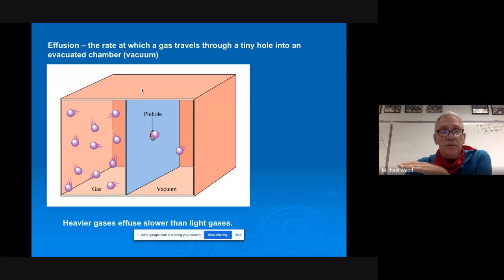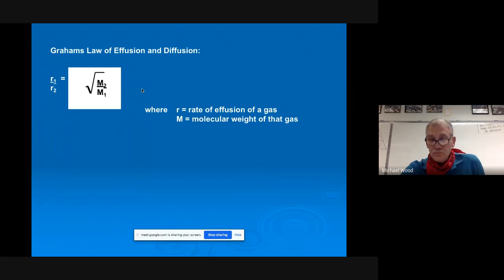These are not big points in this chapter, not important points. Effusion is the rate at which a gas travels through a tiny hole into an evacuated chamber, and heavier gases effuse slower. So really, it's the same principle. The smaller gas will effuse and diffuse faster than the larger gas. And this again is something that we used to do years ago in AP chemistry.